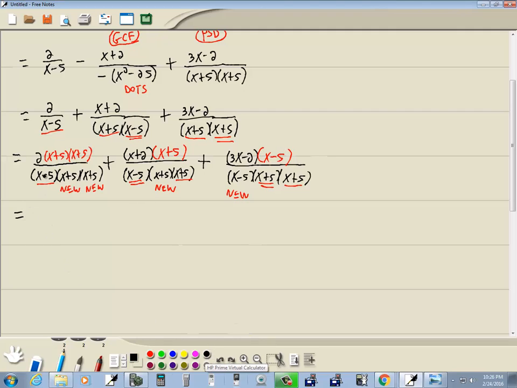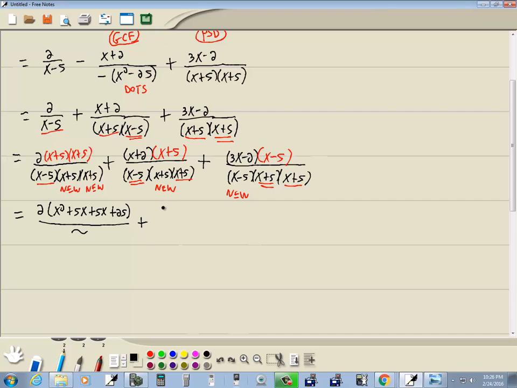Okay, well, we'll get rid of parentheses. X times x is x squared. X times 5 is 5x. 5 times x is 5x. 5 times 5 is 25, over our denominator. Now I'm not going to write the denominator. I'll put it back in at the end.